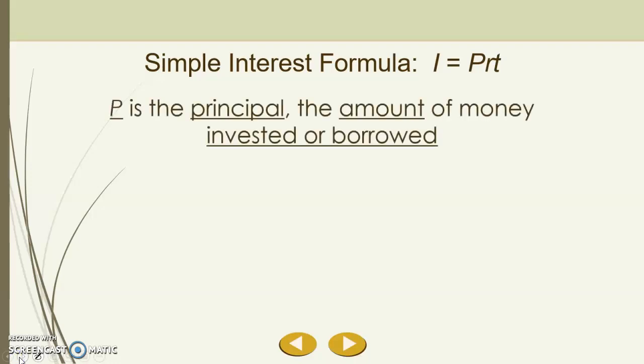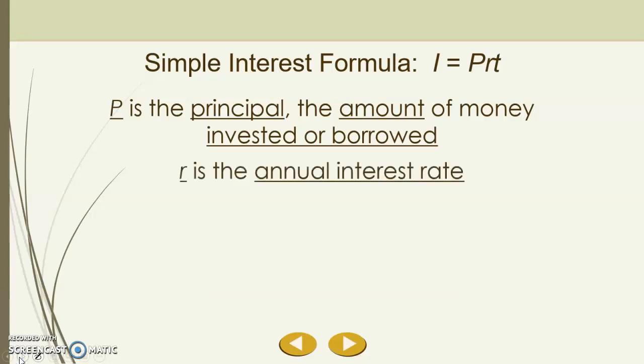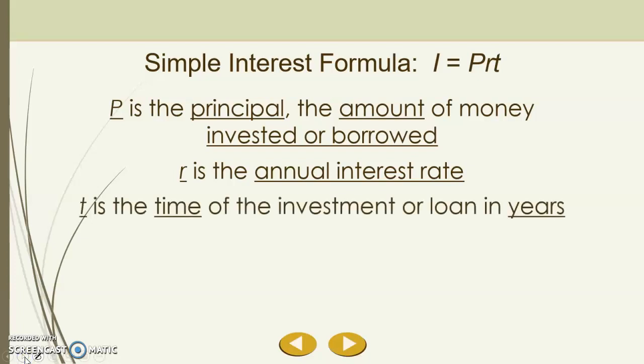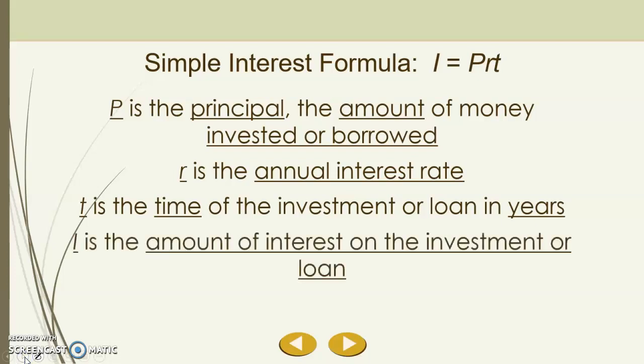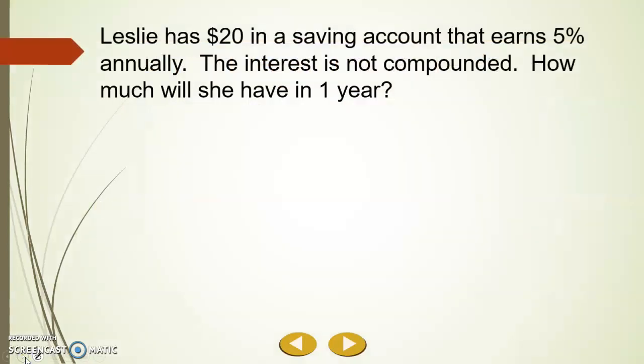P is principal. That's the amount of money that you put in the bank or that you invest. R is the annual rate of interest. And T is the time of the investment or loan in years, how long you're leaving that money in there and not touching it. I is the amount of interest on the investment or the loan. Again, you're also gaining interest when you put your money in a bank account. They're paying you interest to keep your money in their bank.